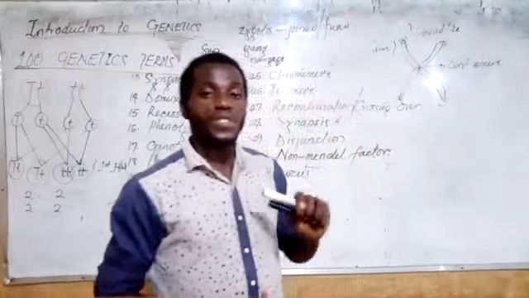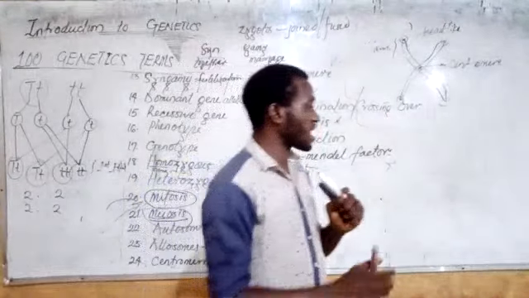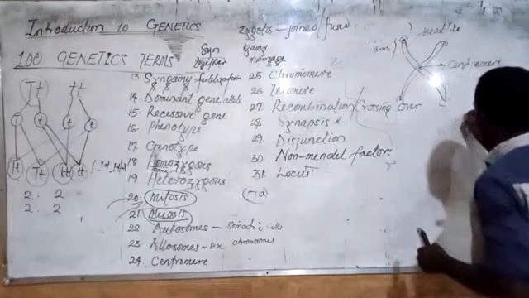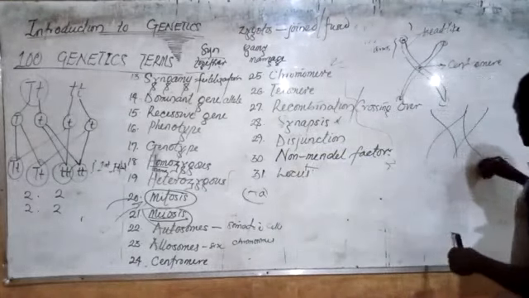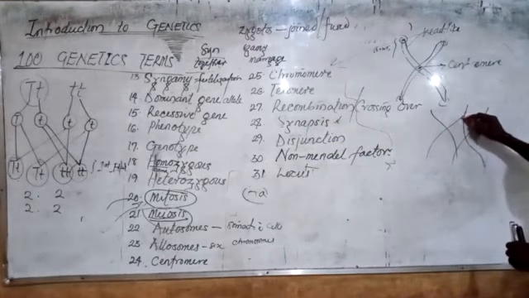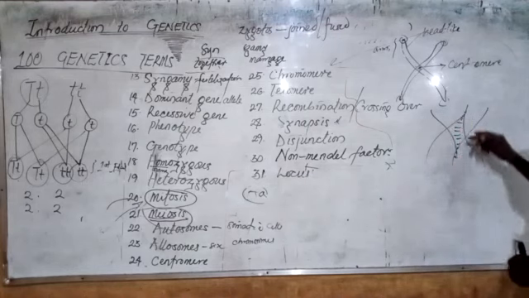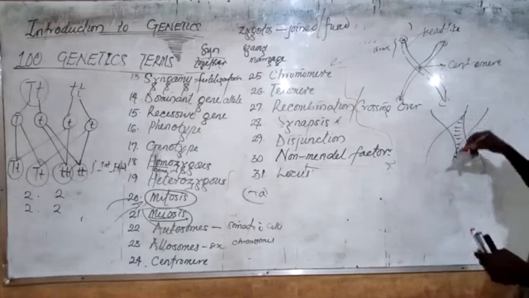Crossing over basically happens at the pachynema. Remember that prior to that is the zygonema. At the zygonema, what happens is sister chromosomes pair. Now they form homologous pairs. This complex is called the synaptonemal complex, of course. Now, after pairing, what happens?